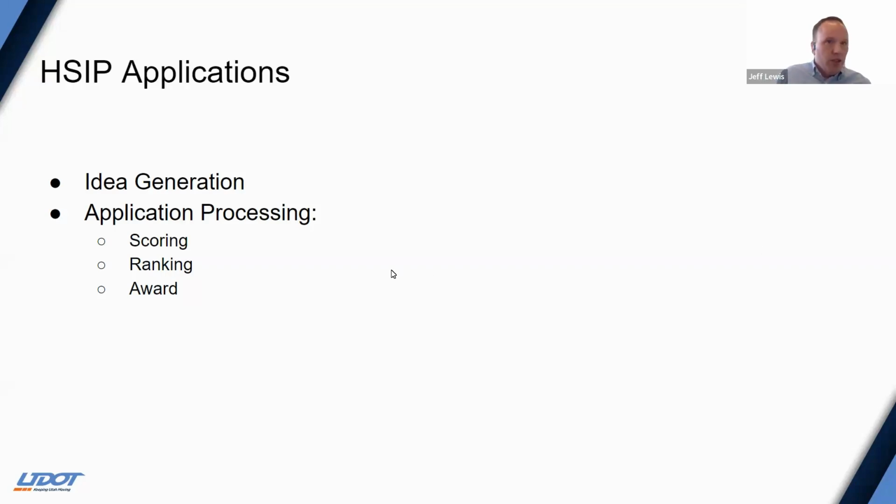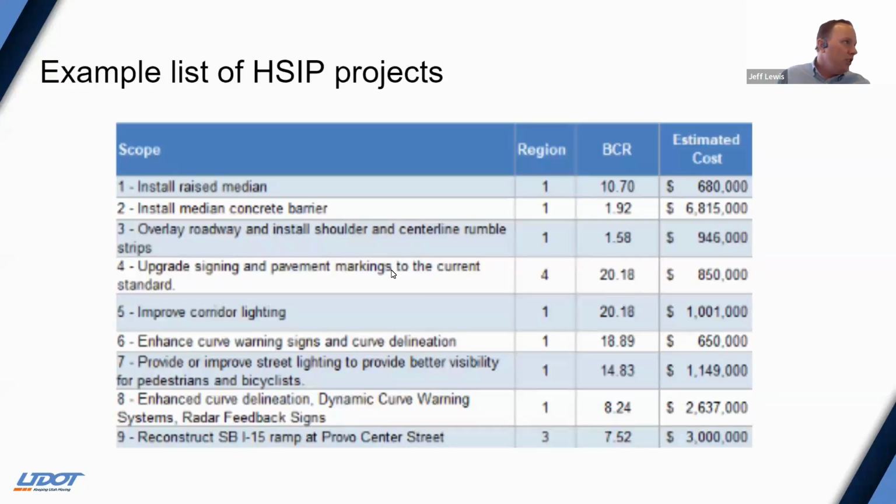Next, I wanted to show an example list of applications. This screen shows just a snapshot of an example list of HSIP projects. There are 9 projects on there from a variety of regions across the state. In the middle column is the calculated projected benefit cost ratio of what that safety improvement is going to result in. The top few projects there are in Region 1, for example. And then the final column shows the estimated project cost that's used to compare to the expected benefit.